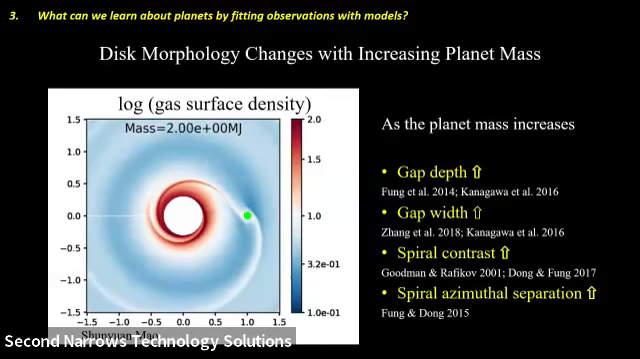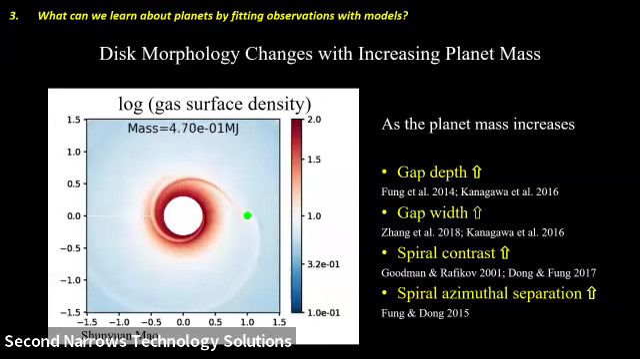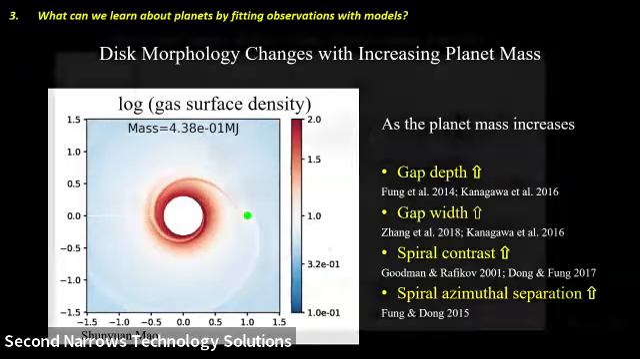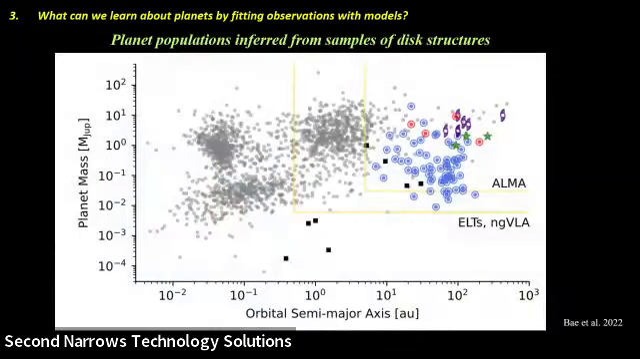So all these correlations can be used to infer the mass of the planet. We call them dynamic mass constraints, if you think you know the parameters of the disk. And if you apply those relations to real samples of disk observations, you can infer a population of planets forming in disks.